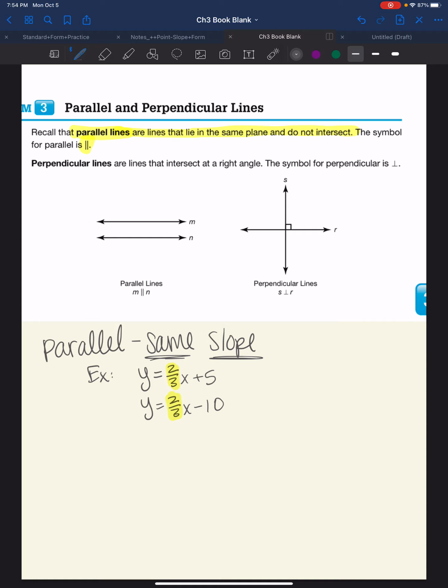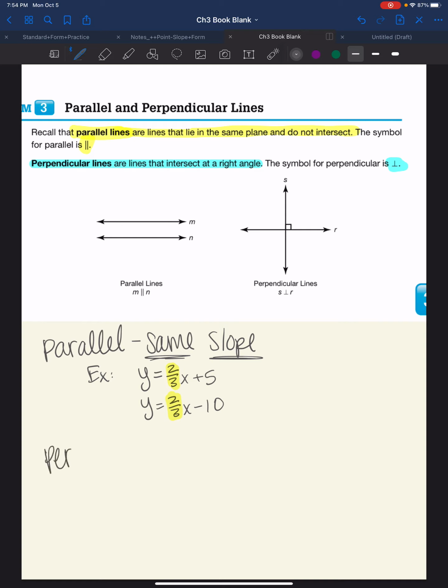But here they also give you just a little visual representation. This is how you use the parallel symbol. So we would say the line M is parallel to the line N. Then perpendicular lines are like the total opposite. They are going to intersect, and they intersect at a right angle. The symbol to show perpendicular is that little upside down T.